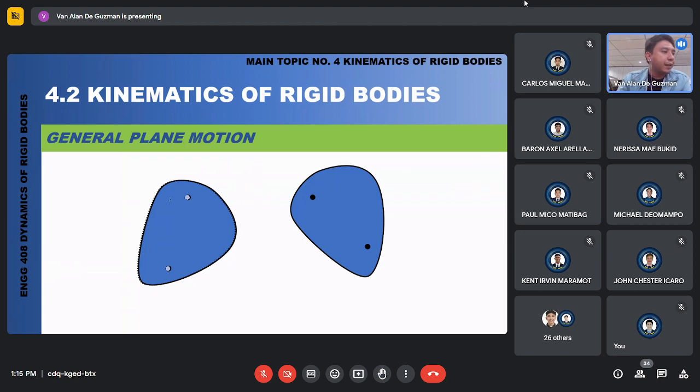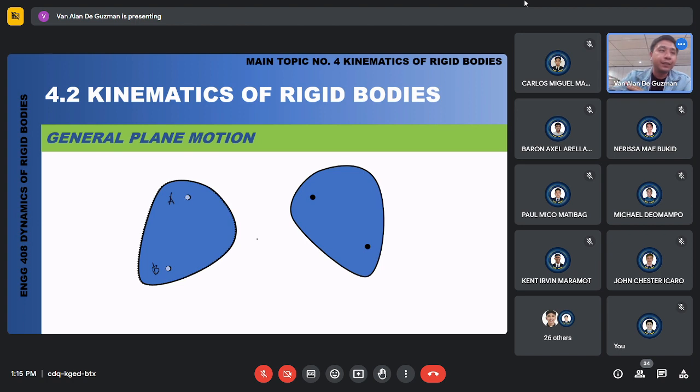So for the same points A and B, sabi natin we can reduce yung ating motion to its two components, translation and rotation. So yun po yung gawin natin ngayon. Let's start with translation. Paano po ba nag-translate yung ating figure natin ito?